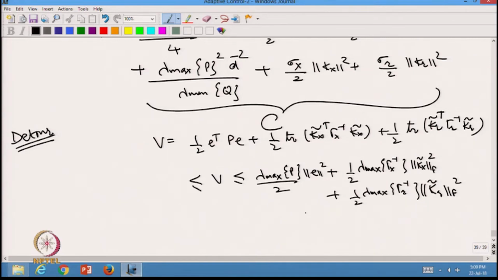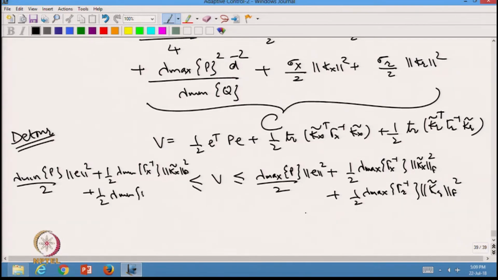The lower bound can similarly be calculated as lambda min of P times norm of e square plus half lambda min of Gamma x inverse times Kx tilde square plus half lambda min of Gamma r inverse times Kr tilde square. Okay. So now can we collect these error terms together?